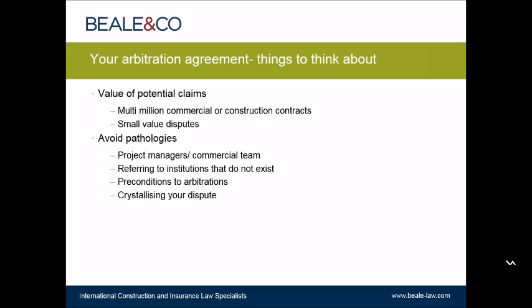You may also want to consider the contract amount and the value of potential claims. For large multi-million commercial or construction contracts, arbitration is often preferred because of the expected complexity of the subject matter. Alternatively, for a small value supply of labor or materials contracts in the UAE, it might be better to have the Dubai courts as the choice of forum, or even the DIFC courts because of their small claims tribunal.